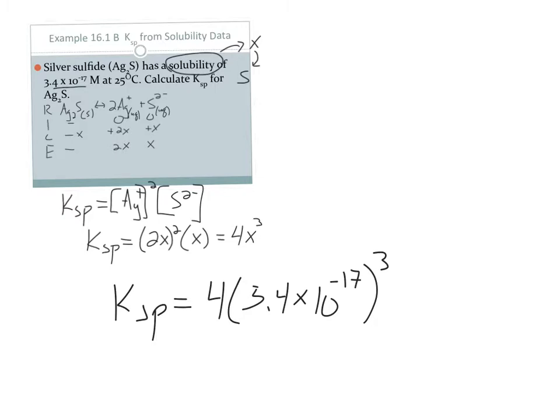And that's going to come out to be 1.57 times 10 to the negative 49th, which is a very small Ksp. Now, notice we used to call silver compounds, especially silver solid salts, not soluble non-electrolytes.